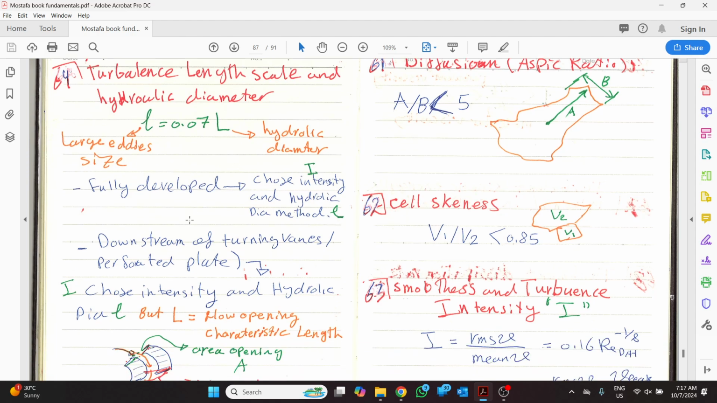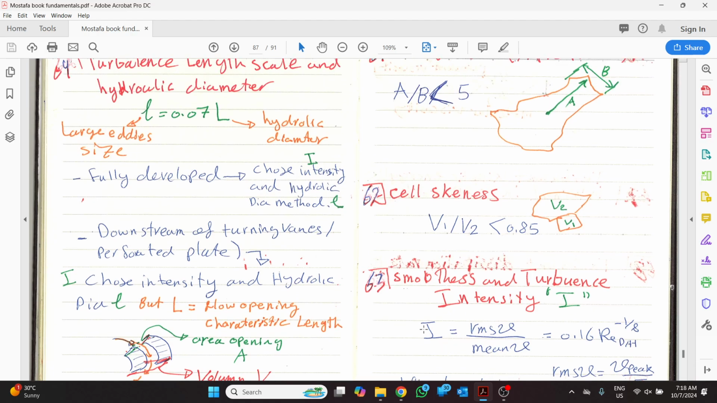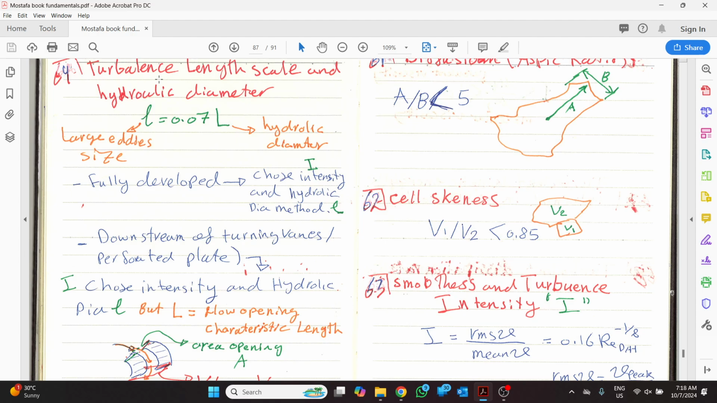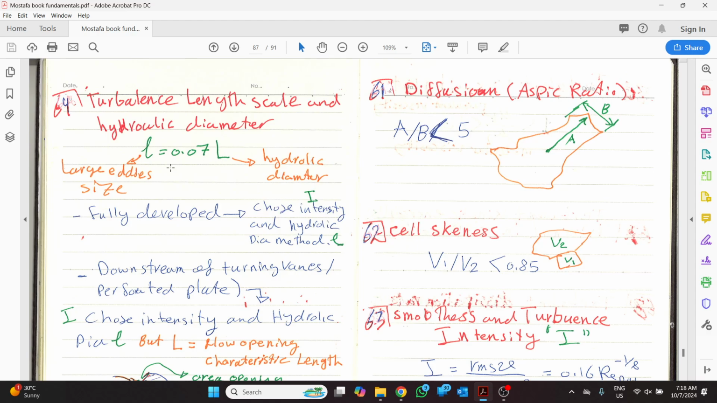Okay, so in case of fully developed flow, we need to choose the intensity and hydraulic diameter method to define what? To define L, which is turbulence length scale, and the intensity. Okay, if I have a downstream turbulence due to vents, perforated plates, etc., you still need to use the intensity method. This is I, you can calculate it, and this is hydraulic diameter, you can calculate it.